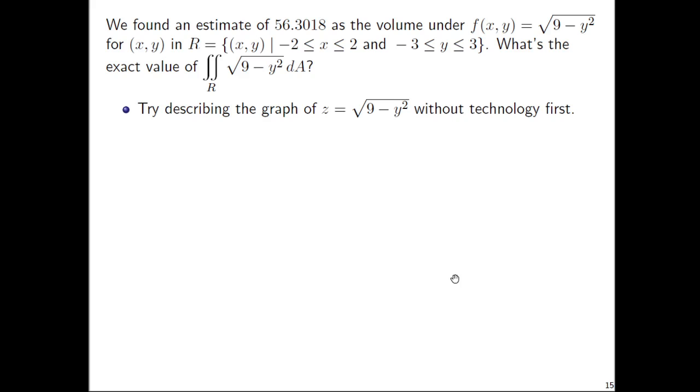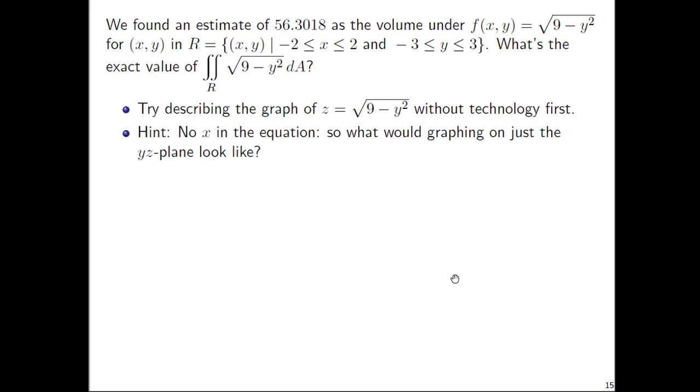So let's try describing what z equals root 9 minus y squared looks like without using any technology first. What's a hint here? Notice there's no x in this at all. So if we just look at the equation z equals root 9 minus y squared, what would graphing that on the yz plane look like? Well, this should be the upper half of a circle of radius 3. Think about it. Take this equation, square both sides: z squared is equal to 9 minus y squared. Add y squared to both sides: y squared plus z squared equals 9. So that's a circle of radius 3, but because of how this is set up with just a plus root, we're just talking about the upper half circle.